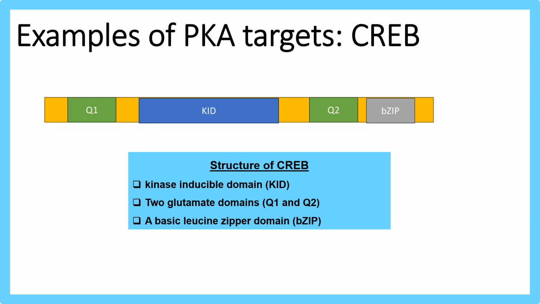So here is an image of the CREB. So you've got the KID that is found in the middle there. Then you've got Q1 and Q2. These are two domains rich in the amino acid glutamine. And you also have the bZIP, which is the basic leucine zipper domain. So that is what characterizes all of the transcription factors to which CREB belongs.